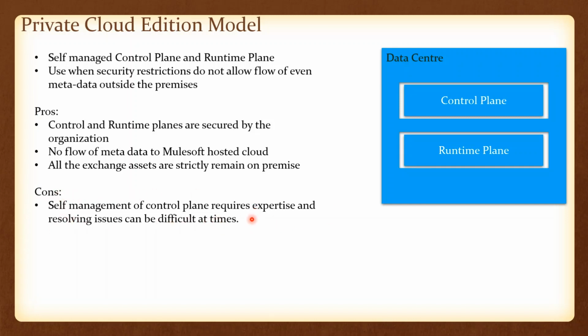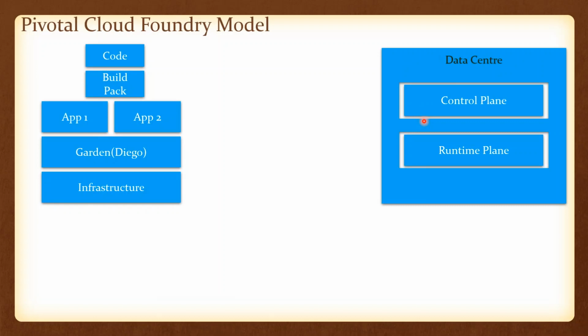Well, there are quite good features that are available with CloudHub, but they are not available in the private cloud edition model either. We'll see that later on, but this is one of the major cons here. Now on similar lines, we have something called the Pivotal Cloud Foundry model. Even this is the same as private cloud edition.